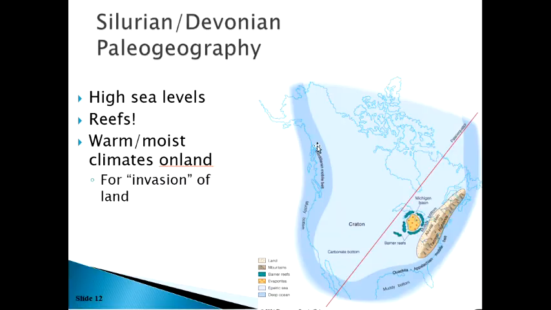Let's look at paleogeography in the Silurian and the Devonian. First of all, sea level is extremely high. Look at the blue. It covers virtually all of North America, with just a few spots in the east where it's not. This is a time of great reefs. The little teal pattern that you see encircling the Michigan Basin are all reefs. We'll talk about those in just a second. And where there is land, the conditions are just right for the movement of life onto land. There are warm and moist climates, globally, or at least throughout this North American area.